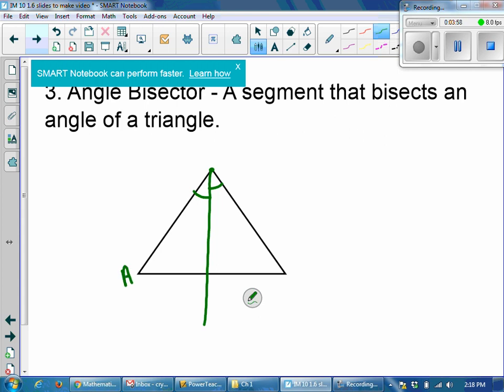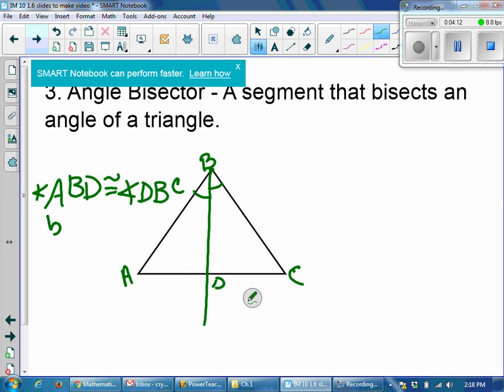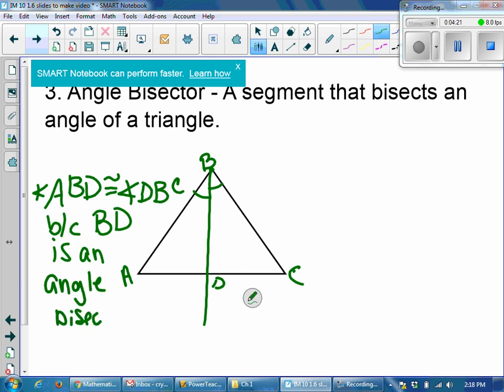So if I call this A, B, C, and D, I would know that angle ABD is congruent to angle DBC because BD is an angle bisector. Remember, you guys learned the word bisector, that it splits something into 2 congruent parts.